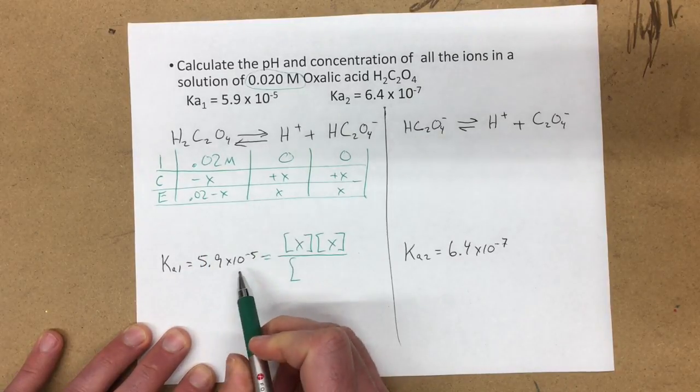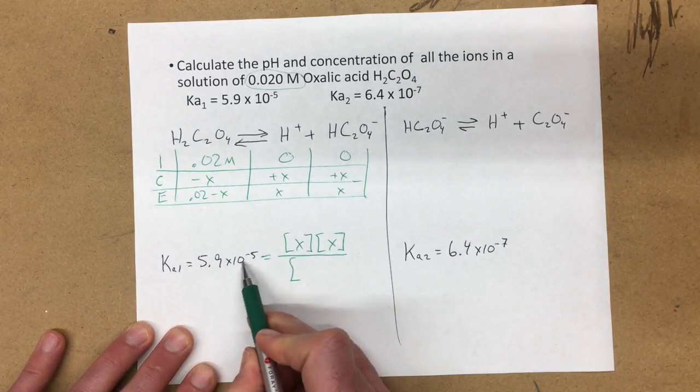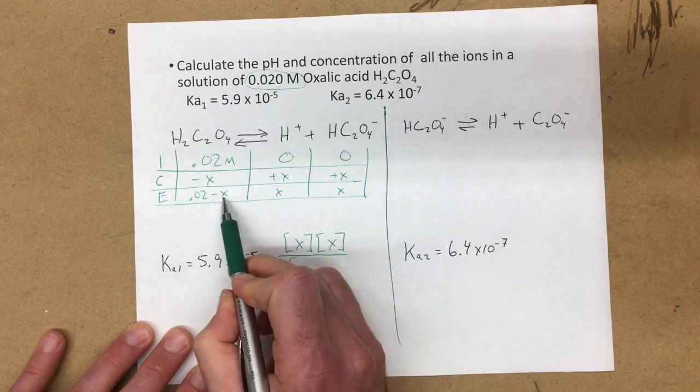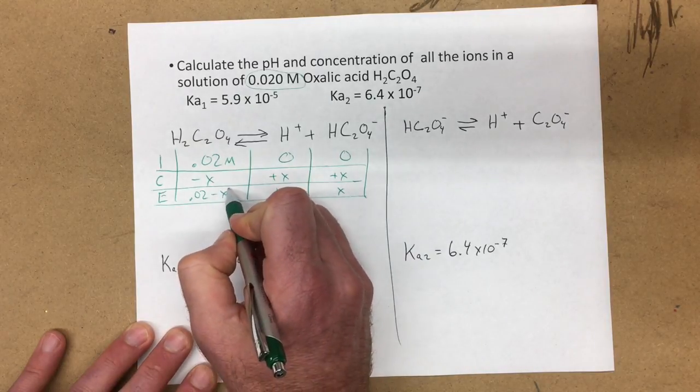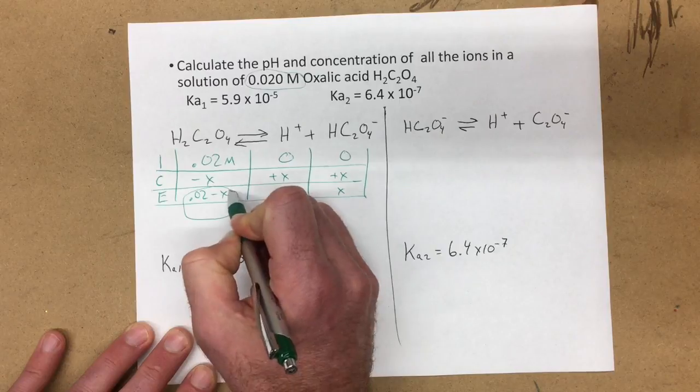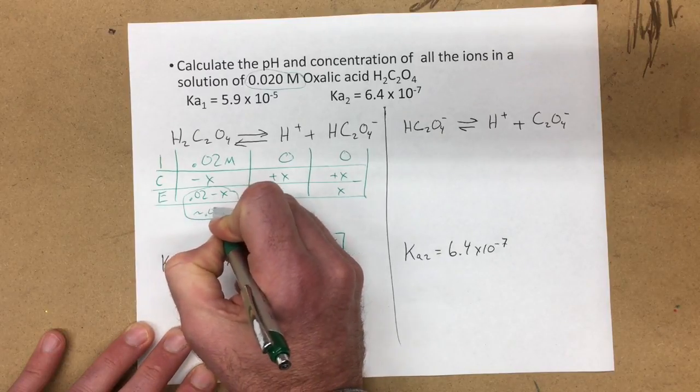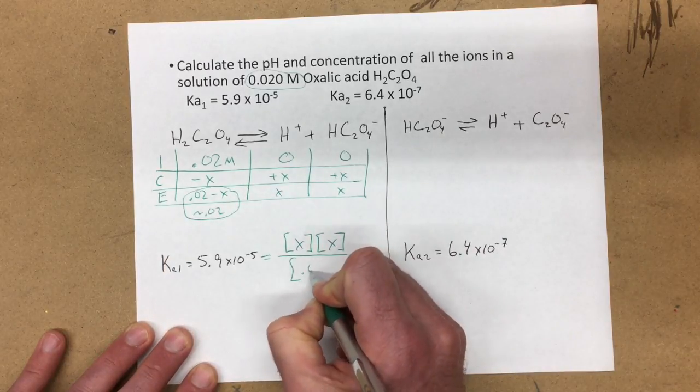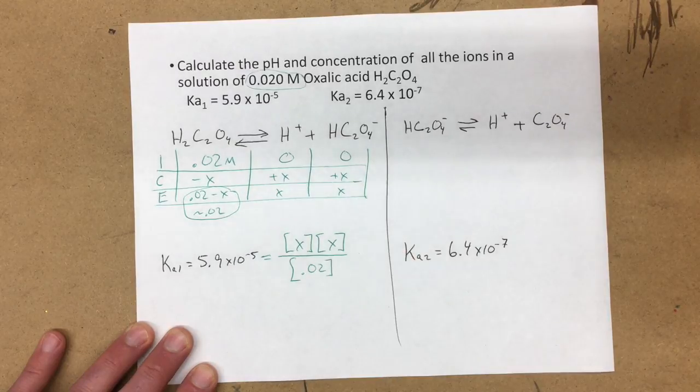Just like we did before with the monoprotic acids, when this number is really, really small, we know that this x is going to be small. So when you take 0.02 and subtract a really small number, it's pretty close still to 0.02. And we'll make that assumption to make our algebra a little bit easier. We won't have to use the quadratic or anything.